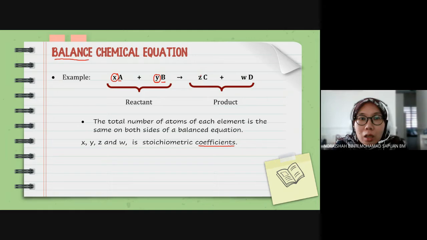So Z ni adalah coefficient, C ni adalah dia punya elemen. So W ni adalah coefficient, D adalah elemen. So X dengan Y, XA plus YB equal to ZC plus WD must be balanced between reactant and product. Mesti balance lah. Okay. So baru kita boleh proceed dengan problem solving.